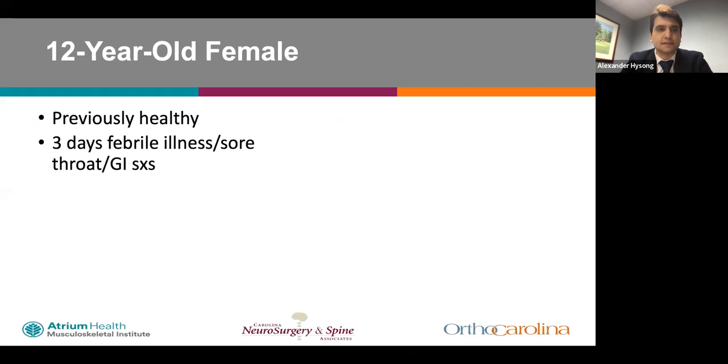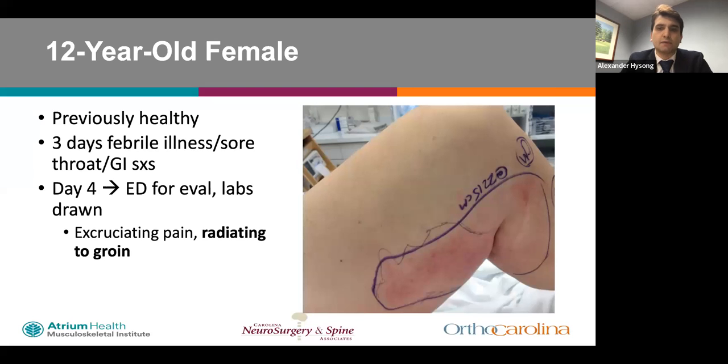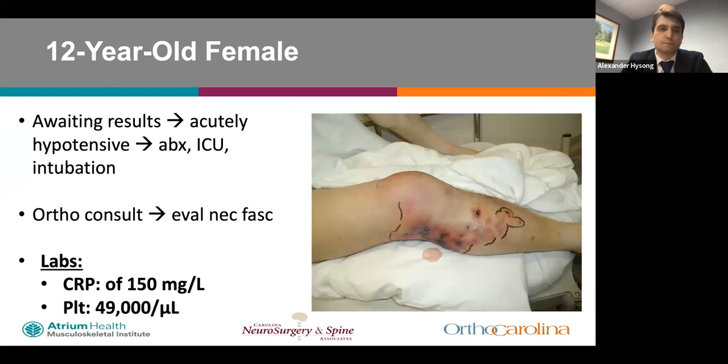And we'll start with a case, a 12-year-old female. She was previously healthy. She's had 3 days of a febrile illness, sore throat, and GI symptoms. On day 4, and keep in mind, this is a representative image. I didn't have images from the actual case, unfortunately. On day 4, she developed a cellulitic appearing rash on her right lower extremity. She had excruciating pain at the area of erythema, and also it radiated up into her groin. She presented on that day to the emergency department for evaluation, and labs were drawn.